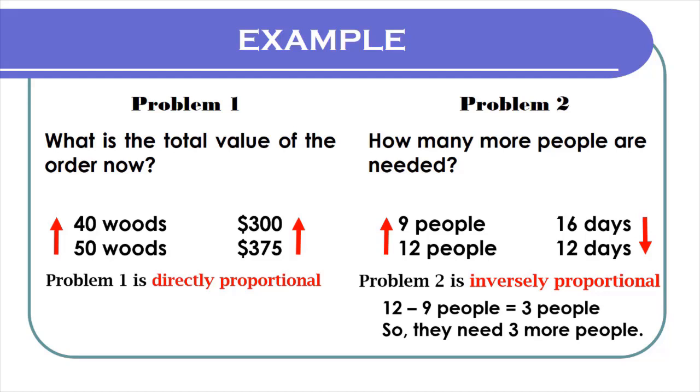For the second problem, actually the question is how many more people are needed. The answer 12 people is not the answer. We need to calculate the additional people, because there are 9 people, and to work 12 days we need 12 people, so we need to subtract 9 from 12 so that we get 3 more people. So they need 3 more people so that their work will be finished in 12 days.